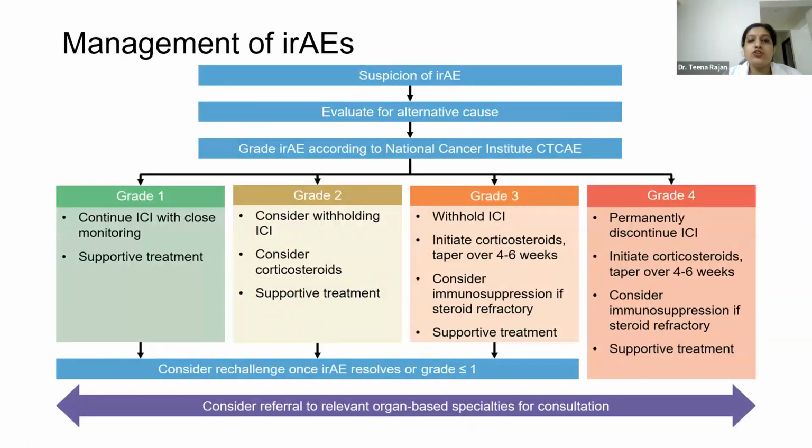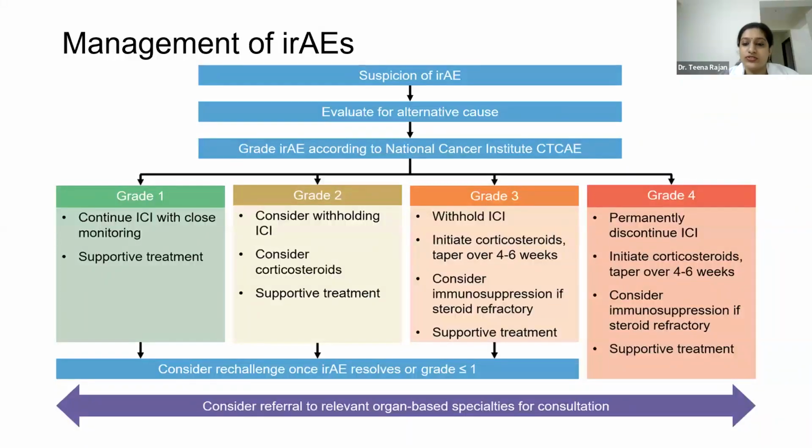So coming to the management of immune-related adverse events, if you are suspecting any form of immune-related adverse event, you have to always look for any alternative cause, and you have to grade according to the CTCAE criteria. If it is grade 1 mild, you can continue your immune checkpoint inhibitor with close monitoring and supportive treatment. And if it is grade 2, you can consider withholding for some time and consider corticosteroids, some form of oral corticosteroids. And if it is grade 3, you have to withhold the immune checkpoint inhibitor and consider starting corticosteroids and slowly taper over 4 to 6 weeks.